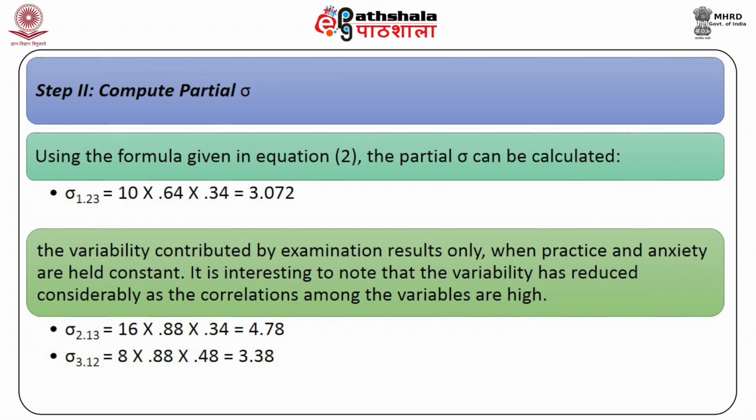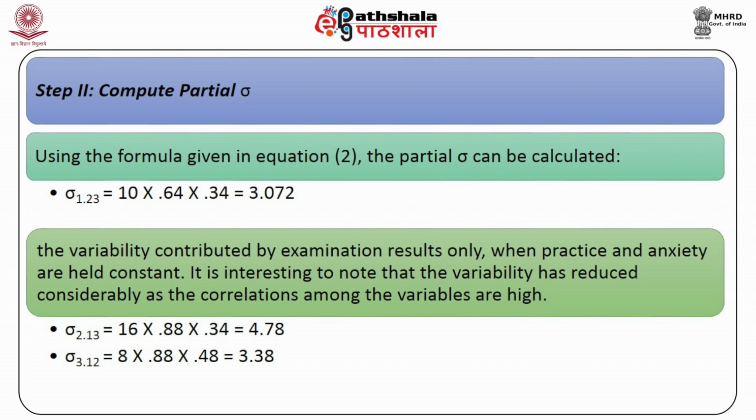Step 2 is to compute the partial sigma. Using the formula given in equation 2, the partial sigma can be calculated. Sigma 1.23 is equal to 10 into 0.64 into 0.334 and it turns out to be 3.072. This is the variability contributed by examination results only when practice and anxiety are held constant. It is interesting to note that the variability has reduced considerably as the correlations among the variables are high.